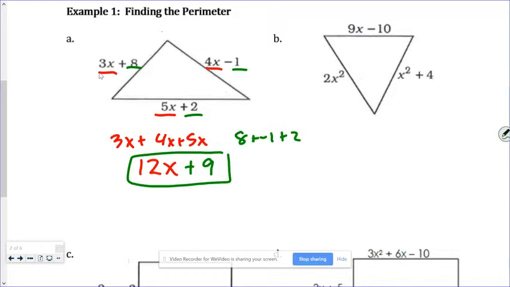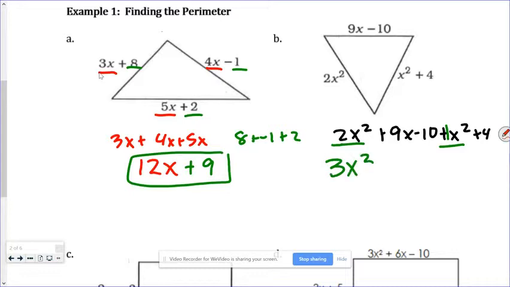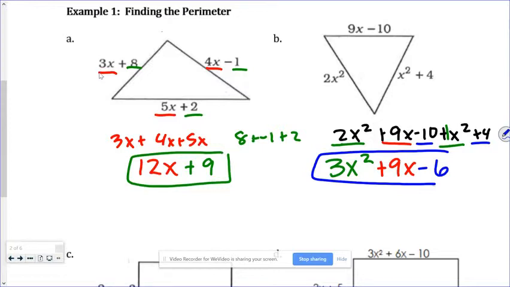You could also just write them all out first. So for the second one here, I can just say like 2x squared plus 9x minus 10 plus x squared plus 4. Then I'm going to underline like terms. Just another way to do it. Doesn't matter. All right, I can put an invisible 1 in front of the x squared. So I have 2 plus 1 gives me 3x squared. I'll do my x's. I have a 9, and that's it. So plus 9x. And then I have -10 and then plus 4, so that'd be a -6. Okay, so that's perimeter for triangle. That one's not too bad.